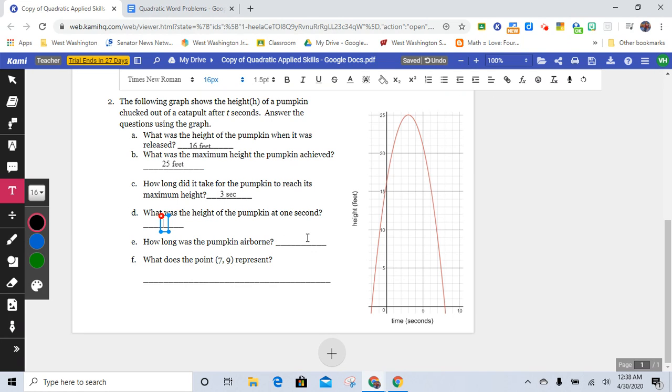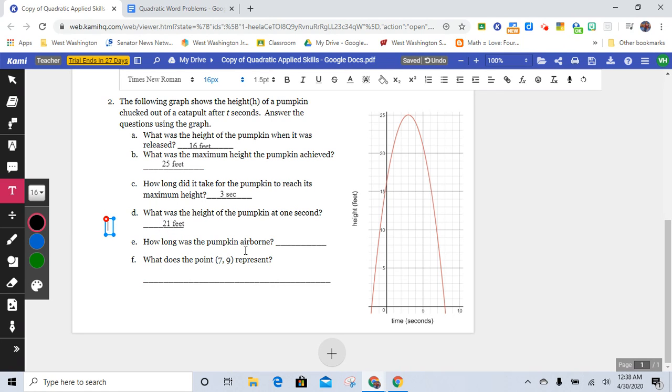This one, what is the height of the pumpkin at 1 second? So after 1 second, how high was it? And so that is the X value 1, Y value, I'd say about 21. So it was 21 feet in the air after 1 second.